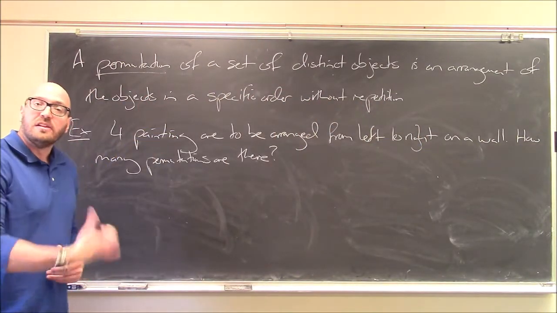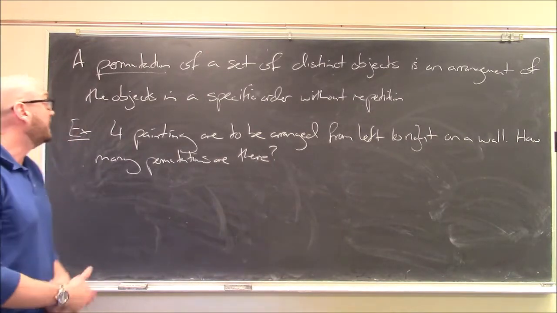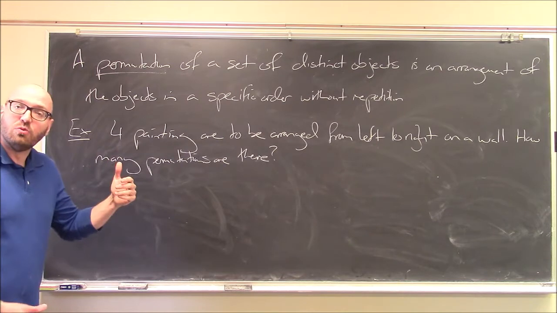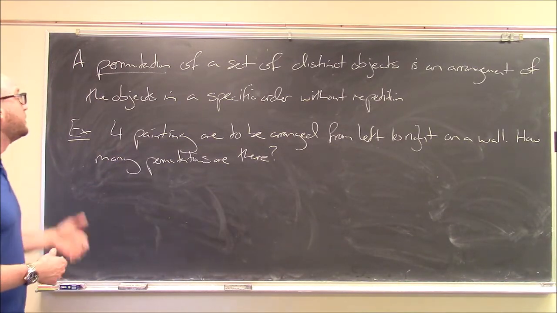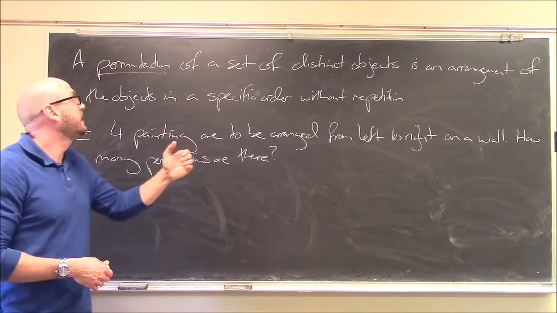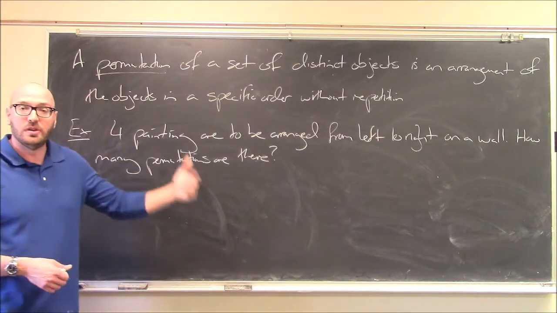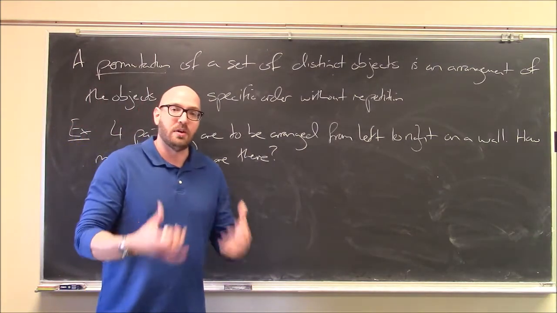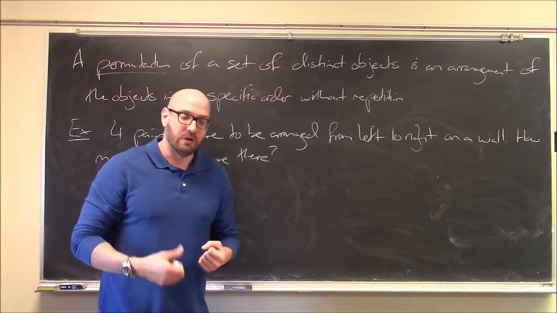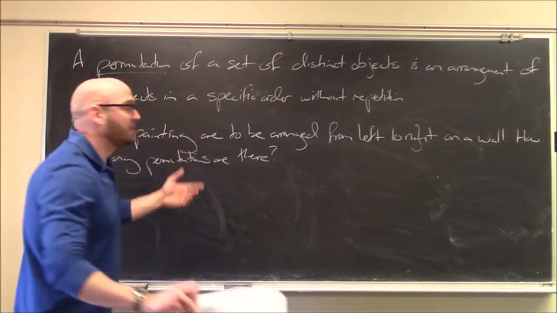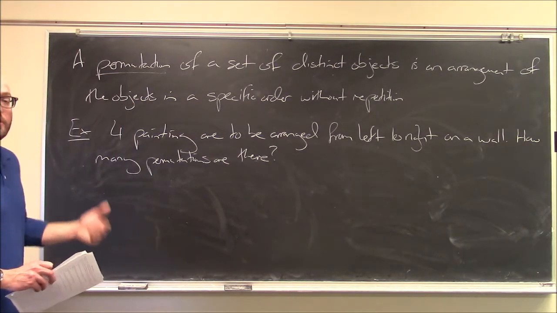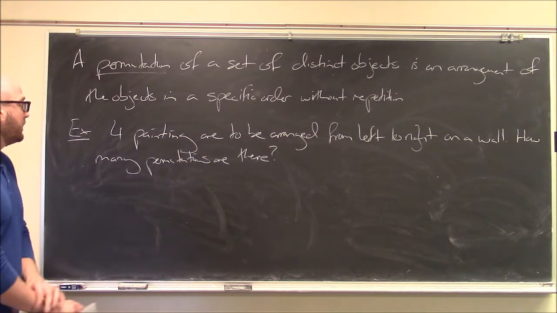Alright, so getting back into counting, we've got permutations and combinations in this section, and a permutation is just a rearrangement of the objects. A permutation of a set of distinct objects is an arrangement of the objects in a specific order without repetition. So it's just asking, if I have this set of objects, how many different ways can I rearrange them? Or rather, a permutation is a specific rearrangement. What we often are looking for is how many different permutations there are.